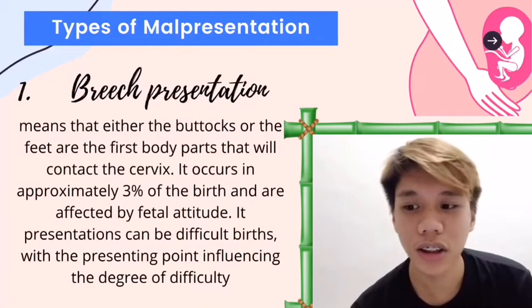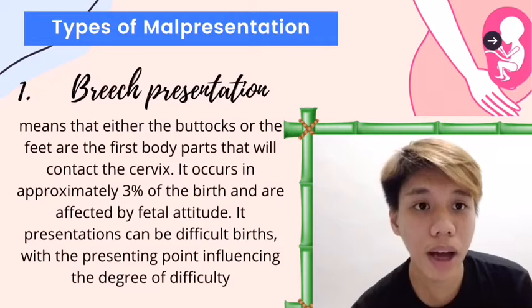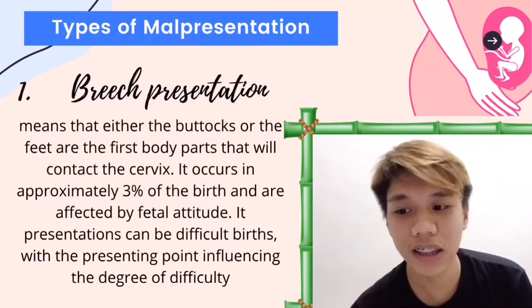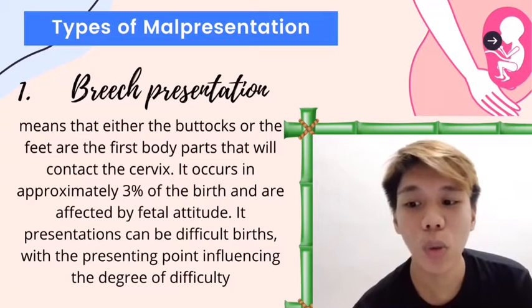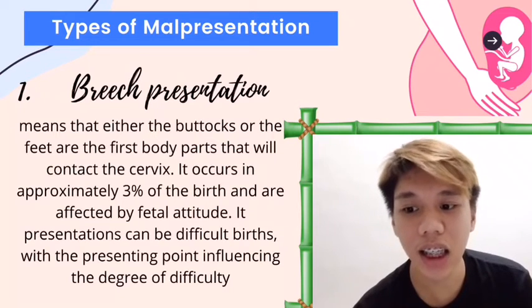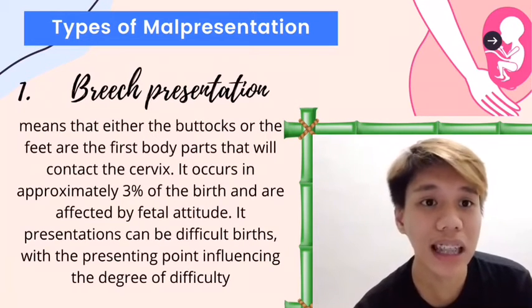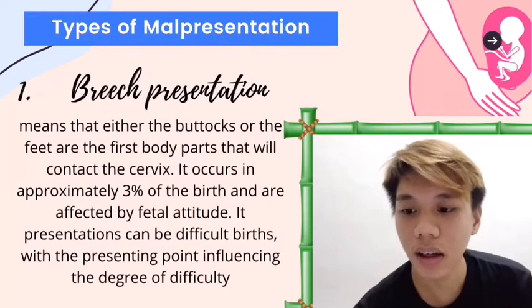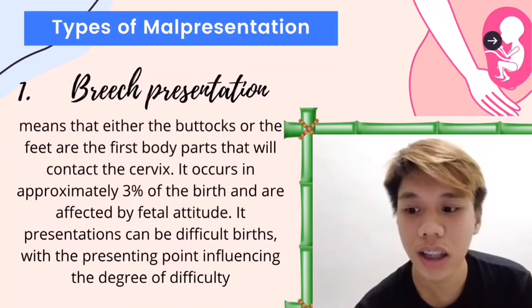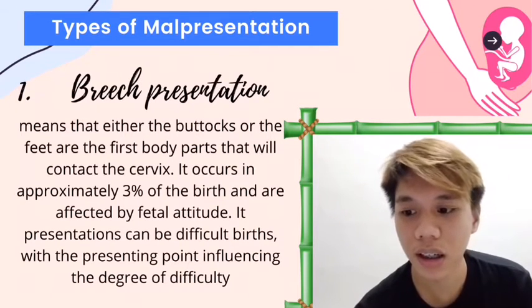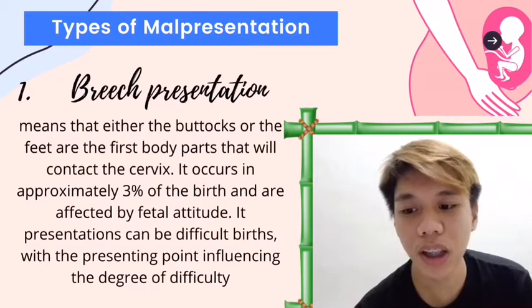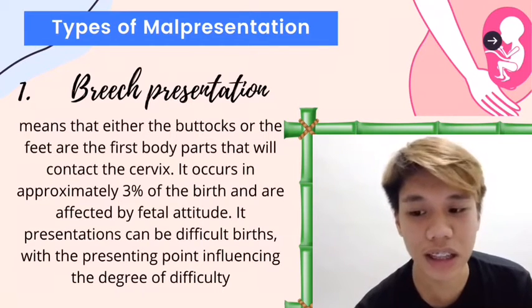Breech presentation means that either the buttocks or the feet are the first body parts that will come in contact with the cervix. It occurs in approximately 3% of births and is affected by fetal attitude. Its presentation can make for difficult births, with the presenting part influencing the degree of difficulty.